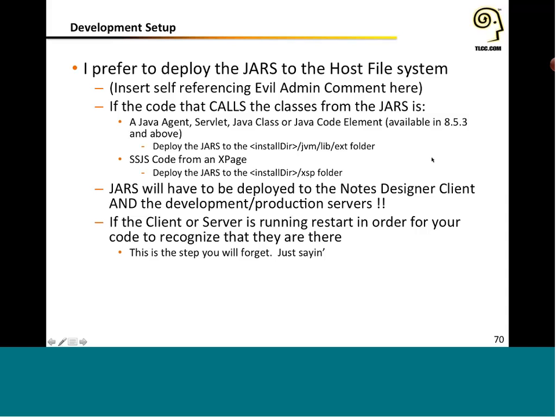If the code that calls the classes from the jars is an agent, servlet, class code element available in 8.5.3 or above, then you put them in the JVM lib ext folder. If it's SSJS code from an XPage, then you need to put it in the install directory XSP folder. They have to be deployed to the Designer client as well as the production server. I can't even tell you how many times someone has called me and said, everything's working perfect in our test environment or our design environment, but it's not working in production. And it's because they forgot to deploy the jar files to production. Okay? If the client or server is running when you deploy the jar file, you have to actually bounce the server process. Again, that's one of those steps that you're going to forget.